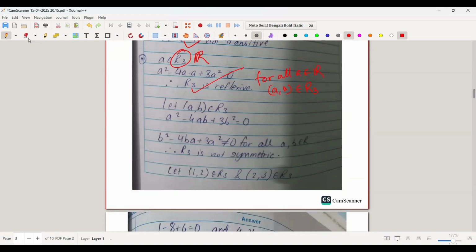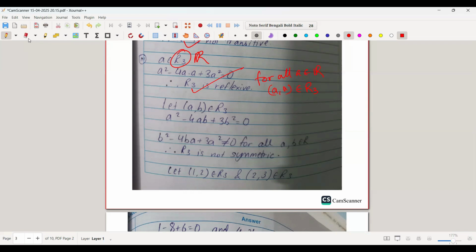If it is true, then you have to prove it, and if it is false, then you have to give a counter example. So you have to find such A and B for which (A, B) belongs to R3, but (B, A) does not belong to R3. So think about an example, just like (1, 3). For transitivity you have chosen two elements, (1, 2) and (2, 3).